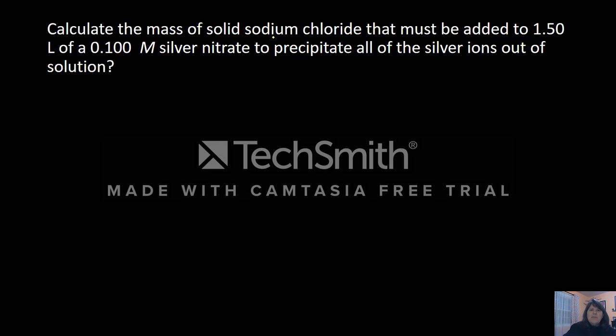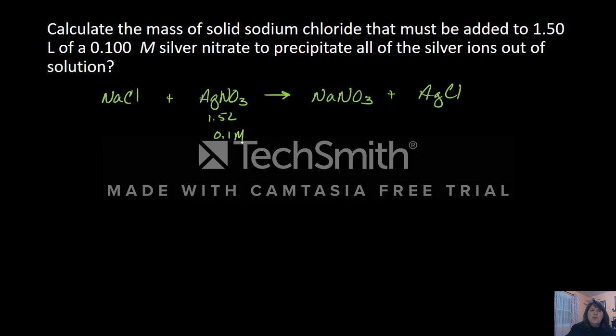So here we have, calculate the mass of solid sodium chloride that has to be added to the solution. Okay, so we have silver nitrate and sodium chloride. So NaCl plus silver nitrate, and that gives us sodium nitrate and silver chloride. And the problem told us we have 1.5 liters of a 0.1 molar solution, and the question is, how many grams of this do I need to make all of this react to make this precipitate?